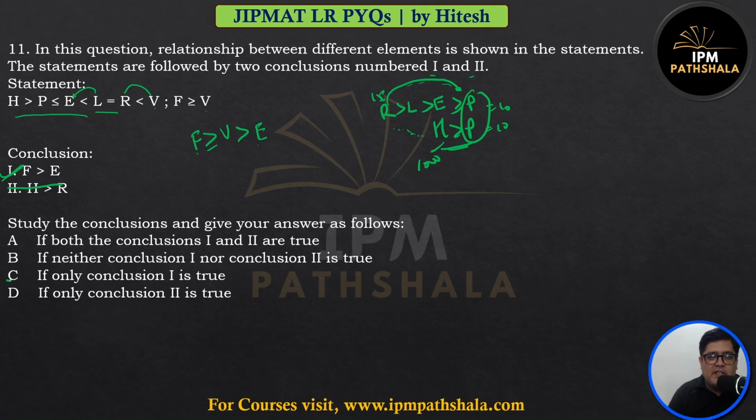So question 11, the answer is C. Only conclusion 1 is true. I can clearly see I have to compare F and D. F is available here. F is linked with V. So what I did is I indirectly proved that V is more than E. V is more than E. F is more than V. So F is more than E as well.